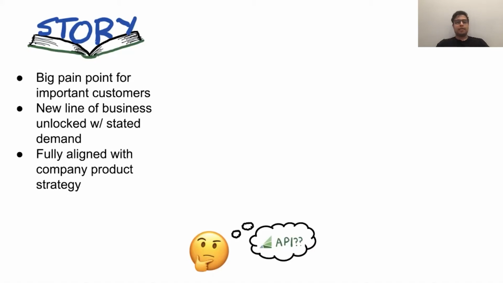API-enabled programmatic access and faster time to market of new workflows was also strongly aligned with our product strategy at the time, which was focused on extensibility and automation. So I knew that I'd likely have buy-in from most internal stakeholders as well.